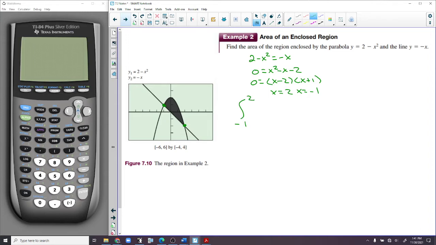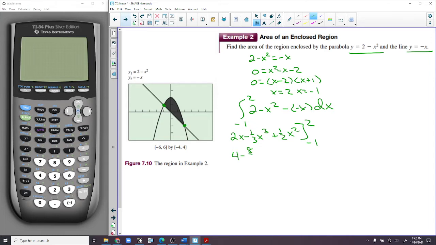But you'd have to be able to look at this and get a kind of a sketch of this, or at least know which one is the top equation and which one's the bottom equation. So the top is the parabola. 2 minus x squared minus, I'll put minus a negative x, which is a plus x in the end. So 2x minus 1/3 x to the third. That's going to be plus x. So how about plus 1/2 x squared? Yeah, that looks good. And from -1 to 2.